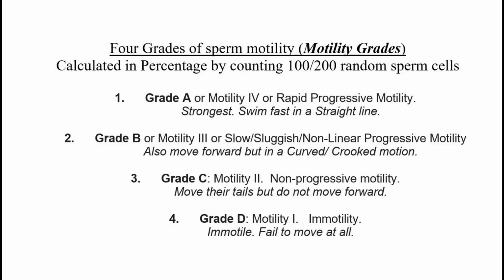Grade C or motility 2 or non-progressive motility. They move their tails but do not move forward. Grade D or motility 1 or immotility. These are immotile and fail to move at all.